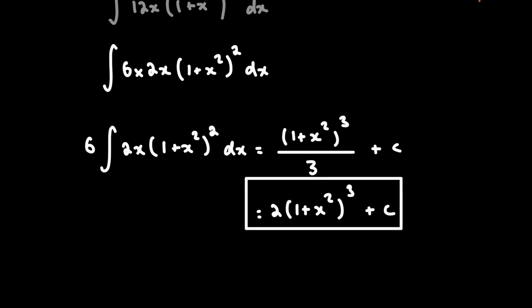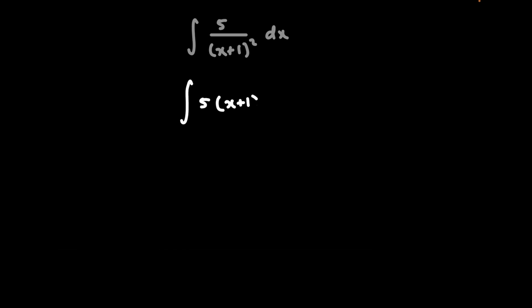Let's keep going. We have plenty more examples. Our next example is the integral of 5 divided by x plus 1 to the power of 2. Now this doesn't look like the standard form that we've just gone through for the past few questions, but we can rewrite this integral using negative exponents. And we can rewrite it as 5 times x plus 1 to the power of negative 2 dx.